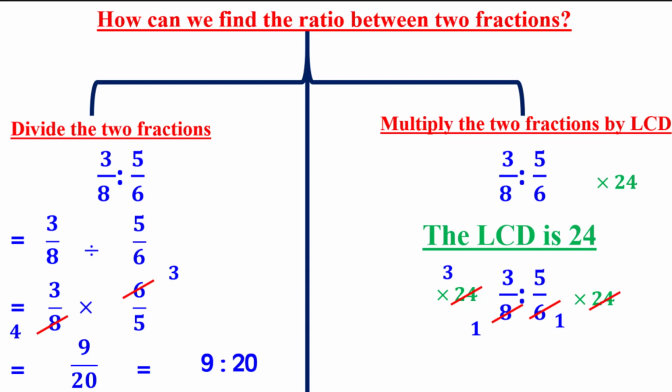We can simplify, we will get 4. 3 times 3 equals what? Equals 9, and 5 times 4 equals what? Equals 20. So don't forget, to find the ratio between two fractions, you can use two ways. The first way, divide the two fractions. The second way, use the LCD to find the ratio in the simplest form.